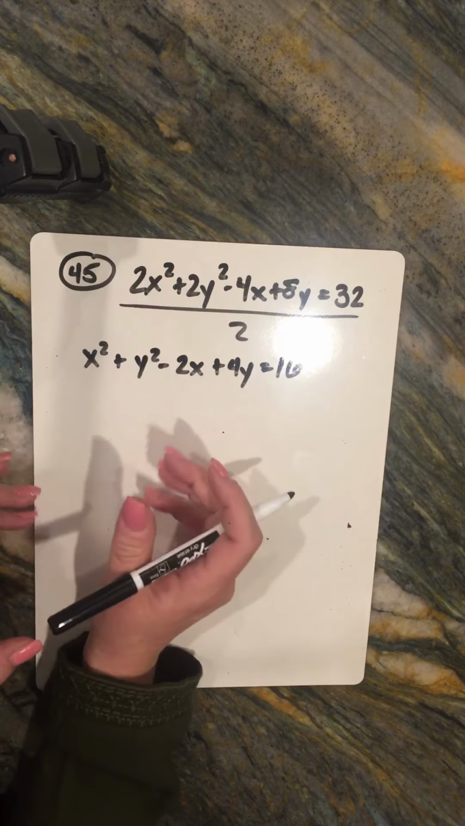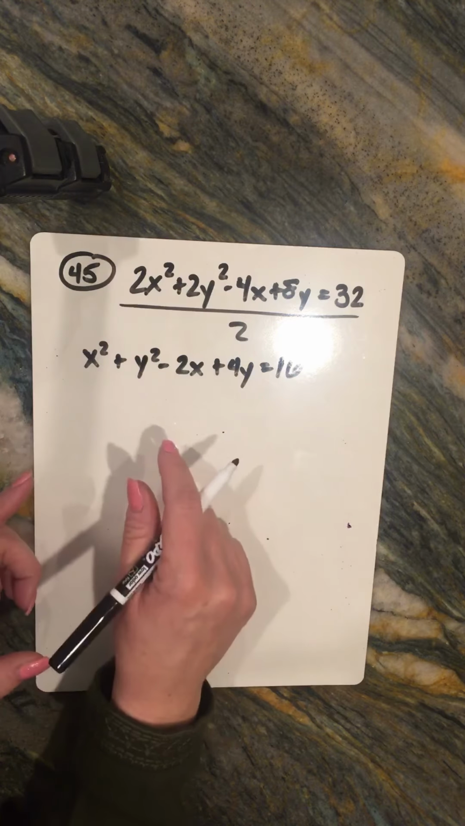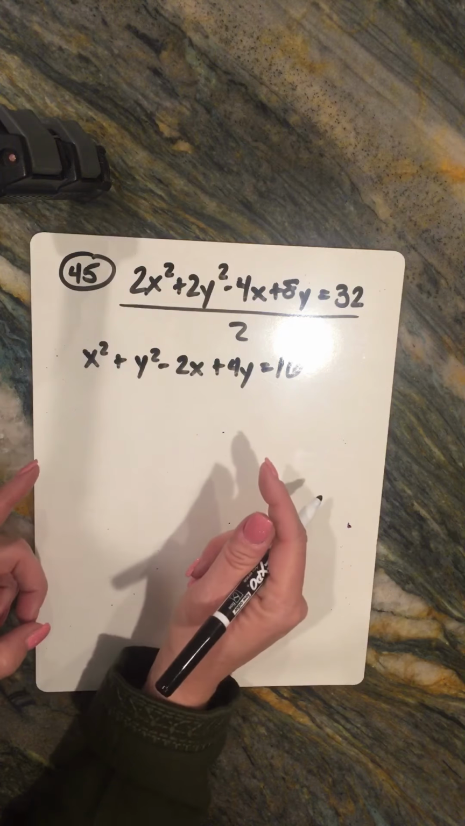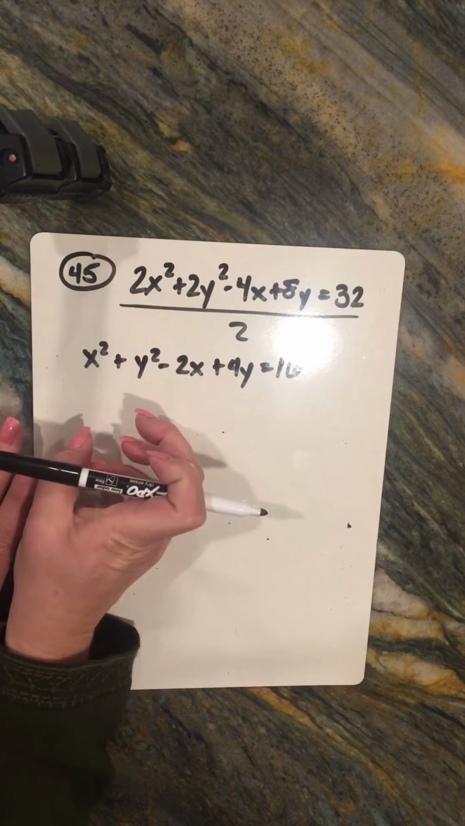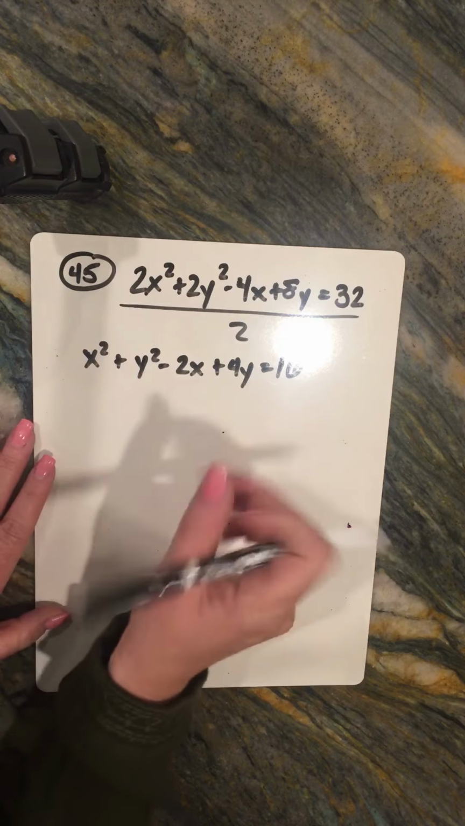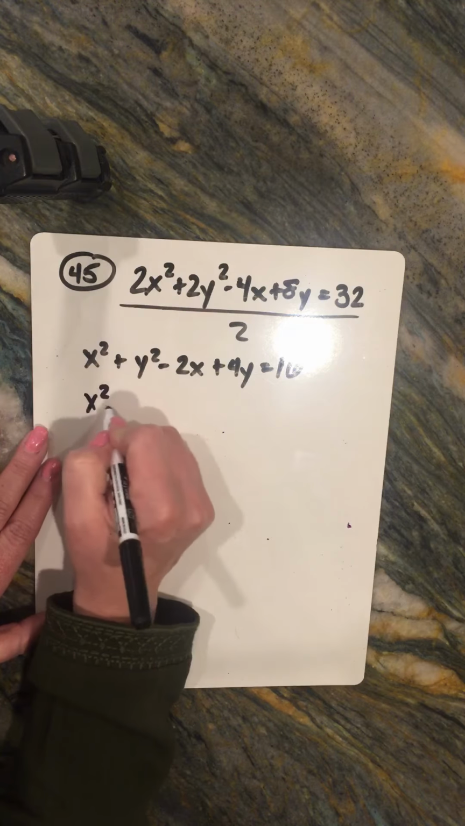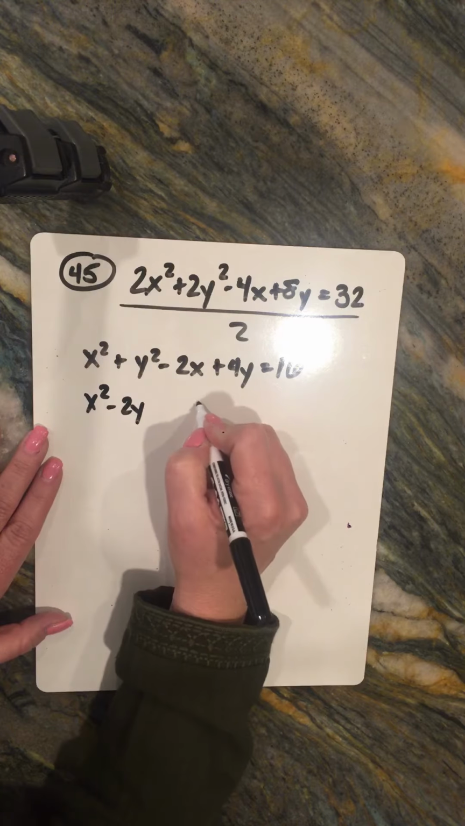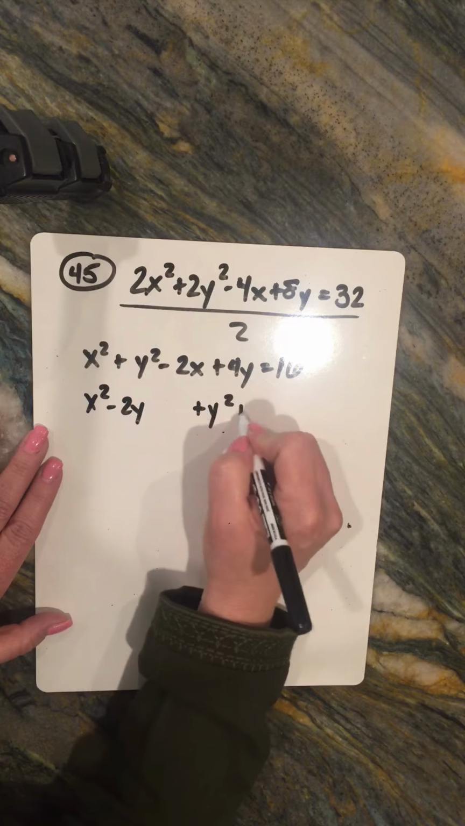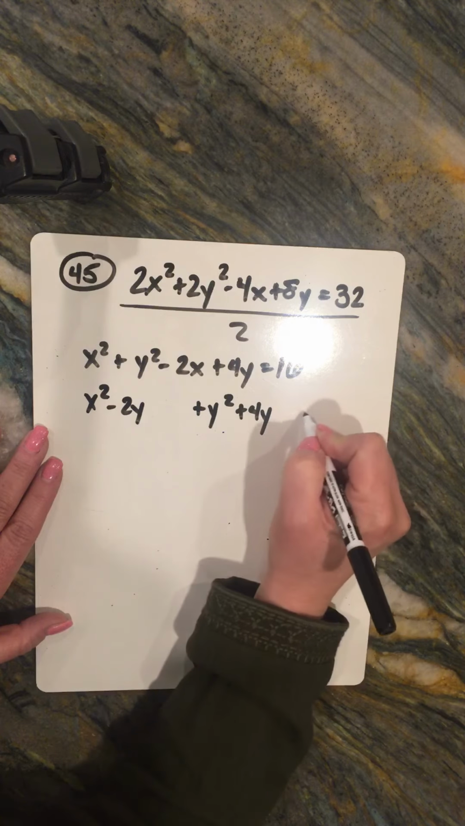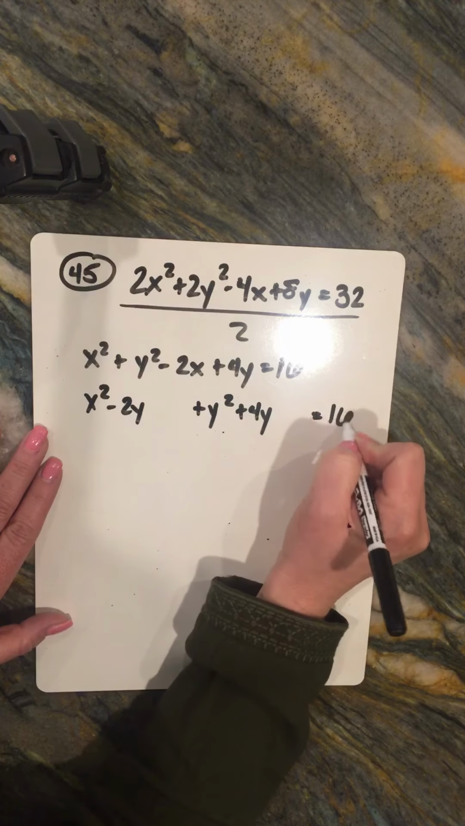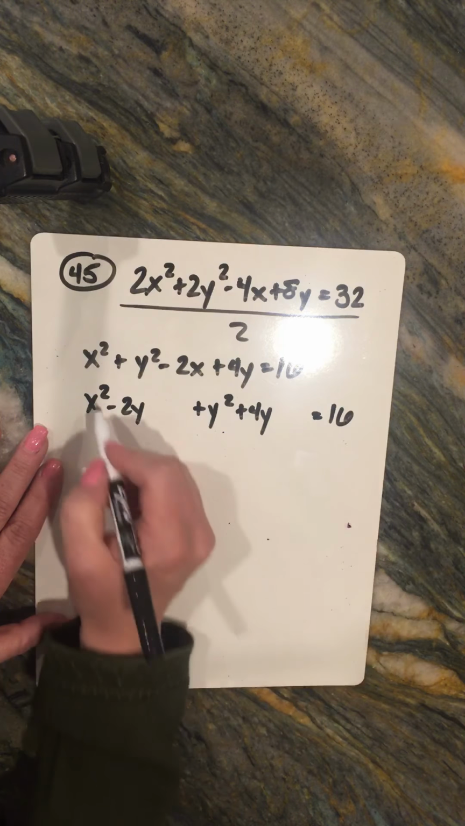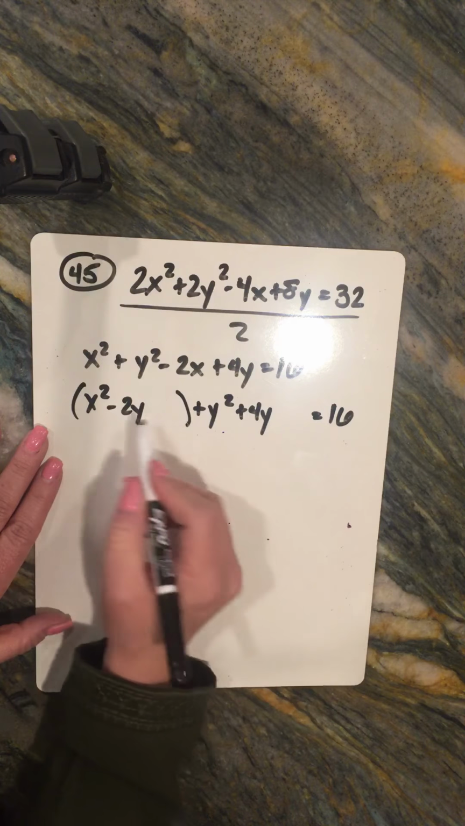Keep in mind, we don't know where the center is in this form, so we're going to need to complete the square a couple times. So let's group all the x variables together and all the y's. So x squared minus 2x, we'll leave some room to complete the square here, plus y squared plus 4y, leave some room to complete the square there, equals 16. And then we'll complete the square right here.